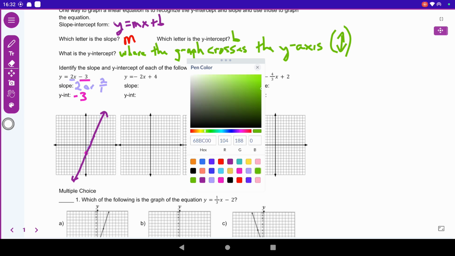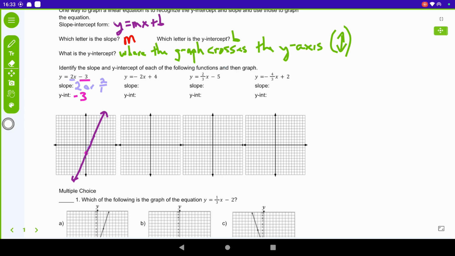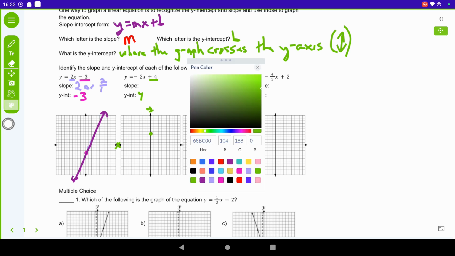Alright, our next example. What some people will do is start with the y-intercept. In this case, 4. Again, that y value, or that b value at the end. And then we're going to go to our graph, 1, 2, 3, 4. Again, if it helps you to label your axes, y is the one that goes up and down, x is the one that goes side to side. So you're going to start at your y-intercept every single time.